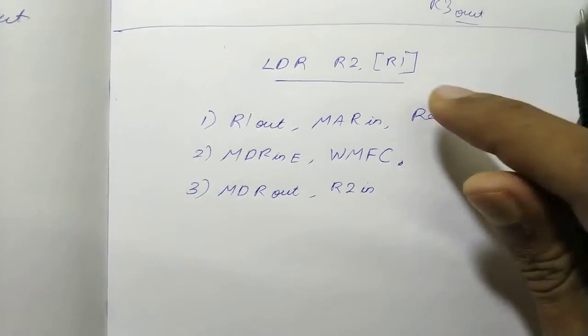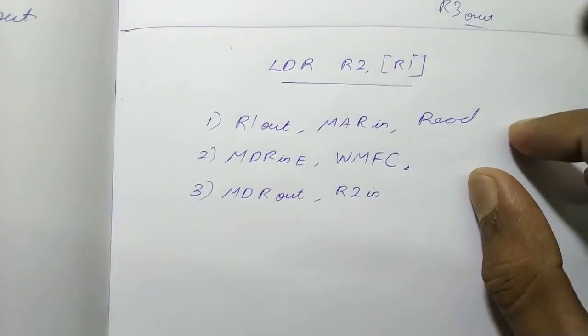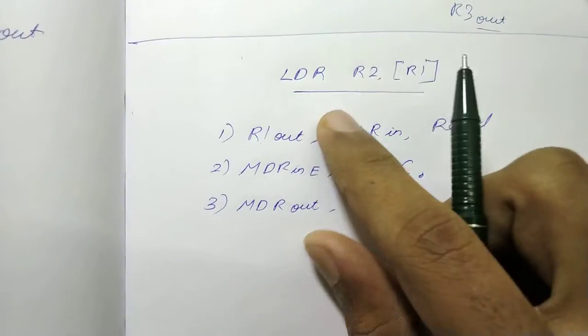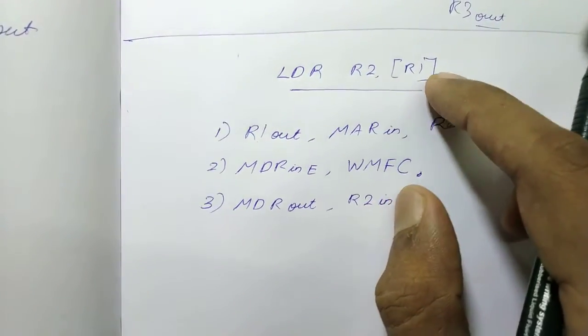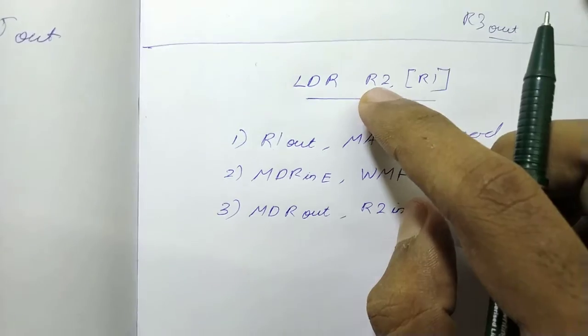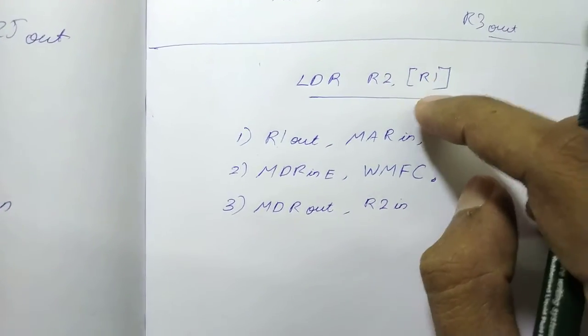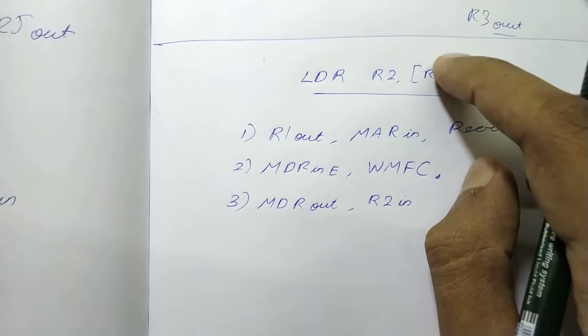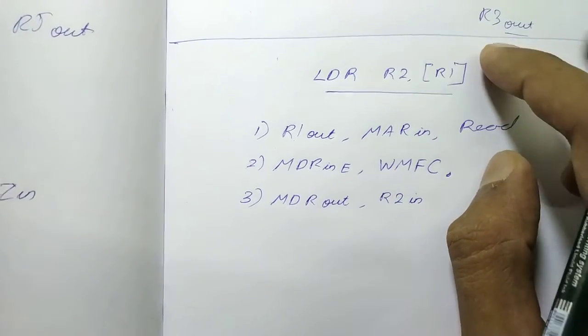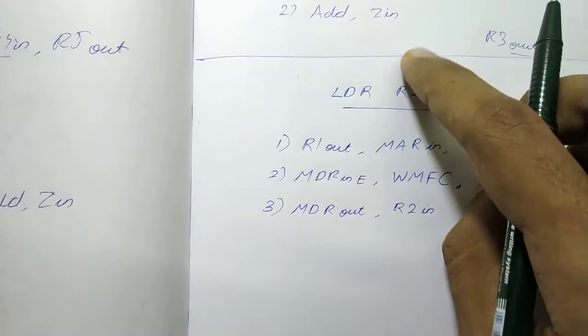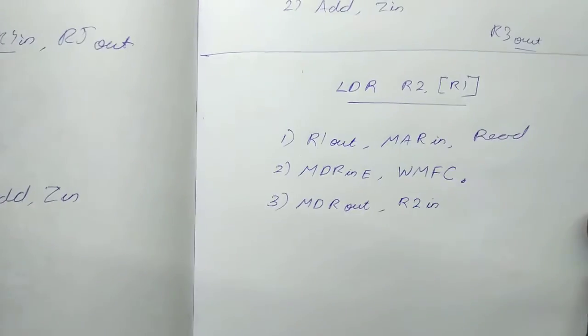So now let's get into the LDR command. What the LDR command does is, as you know, it takes the value stored in the memory location given by R1. It will be taken from the RAM and stored in this register R2.